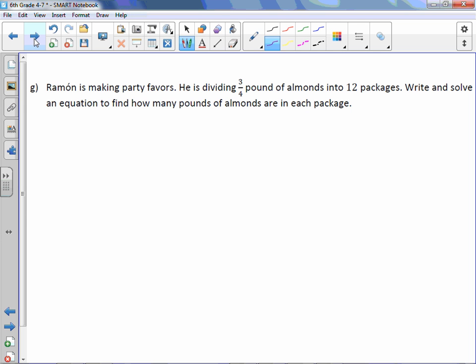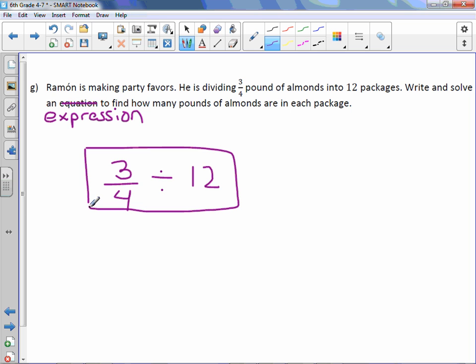Ramon is making party favors. He is dividing 3/4 pound of almonds into 12 packages. Write and solve an equation to find how many pounds of almonds are in each package. So here I'm actually going to change this word equation to expression. Equations have equal signs. Let's do just an expression. So I would take 3/4 divided by 12. That's your expression. It's asking you to write an expression, so that's our first answer.